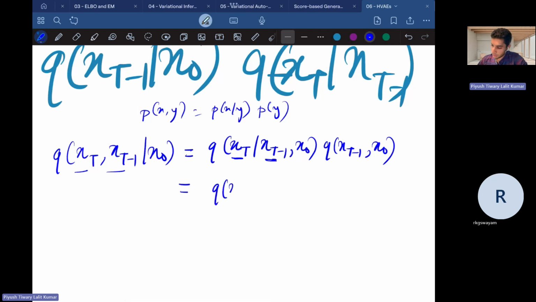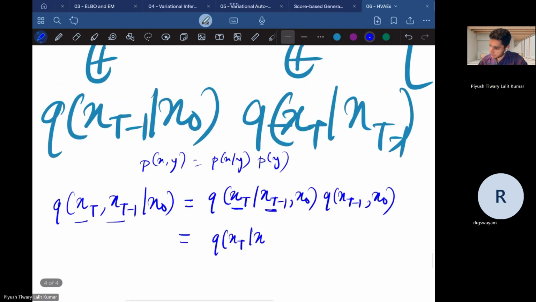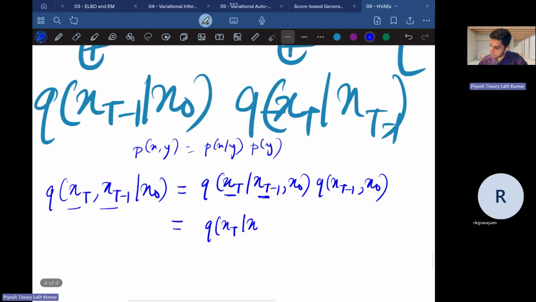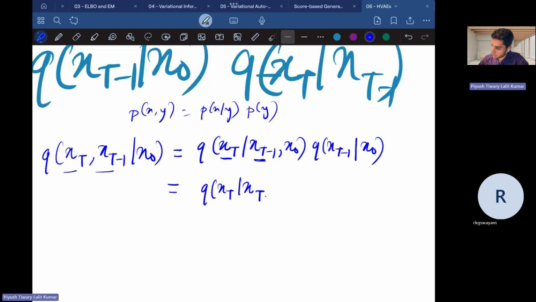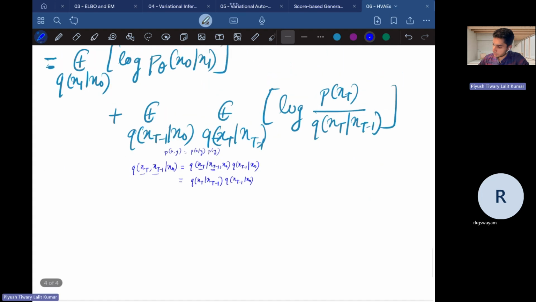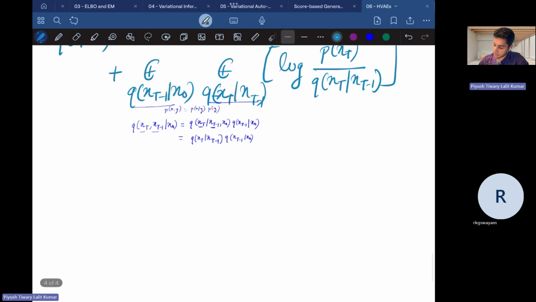So you can write this as x_t given x_{t-1}, yeah, so this is actually x_{t-1} given x_0. So this is nothing but q of x_t given x_{t-1} and q of x_{t-1} given x_0. So I have just written it like that. So it splits into two expectations, one with respect to this distribution and another with respect to this distribution, right? I will use a similar argument.